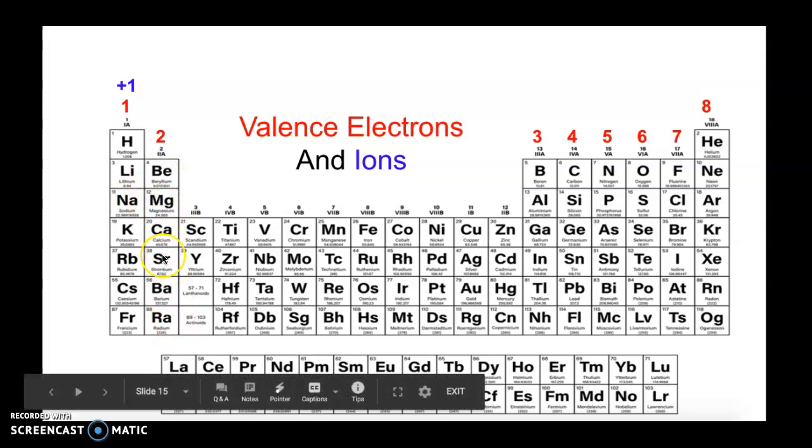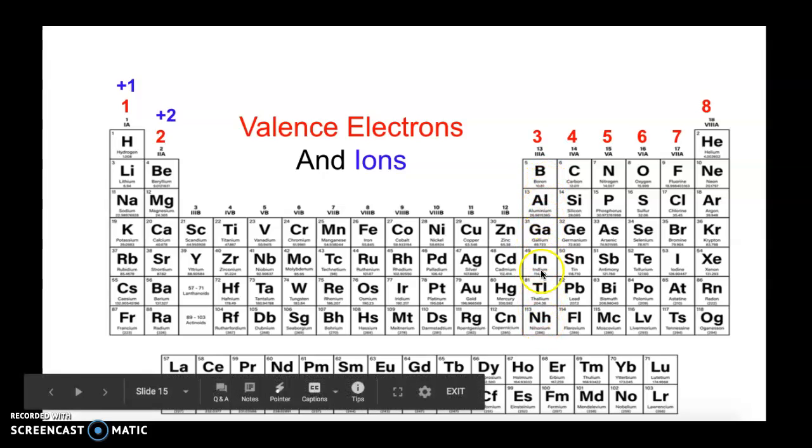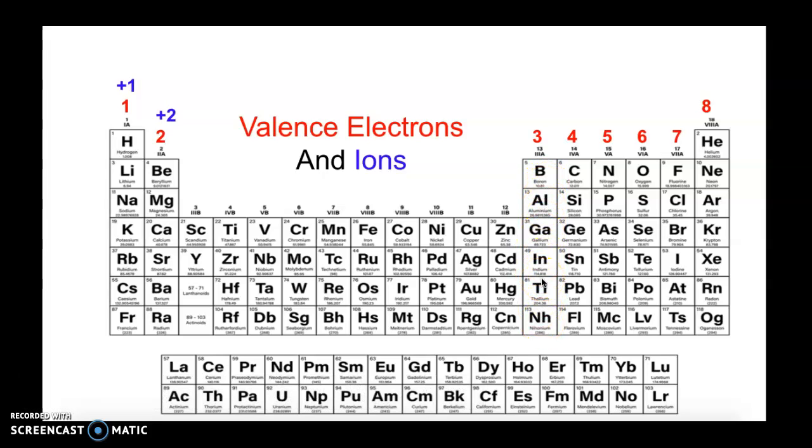The alkaline earth metal family has 2 valence electrons, so it could either gain 6 or lose 2. It's easier to lose 2, so it's a +2 ion. Moving over here to the boron, aluminum, gallium family, there are 3 valence electrons, so it can lose 3 or gain 5 to have a full valence shell. It's easier to lose 3, so we have a +3 charge.